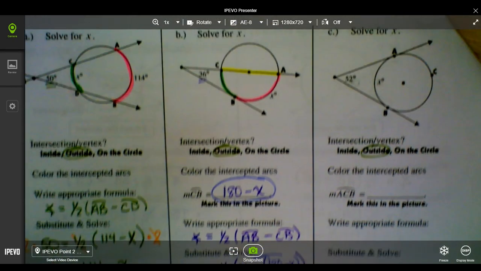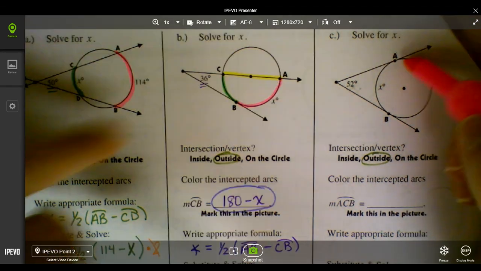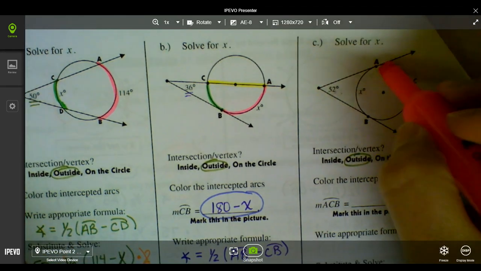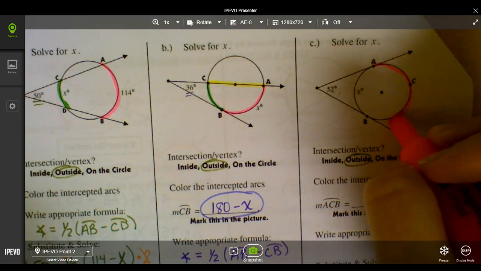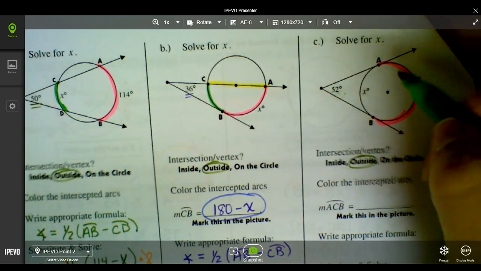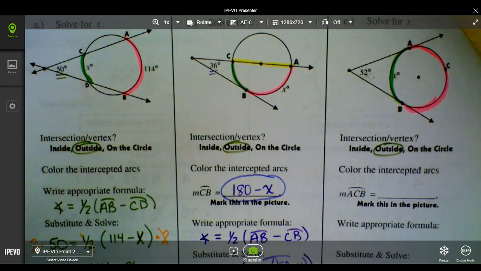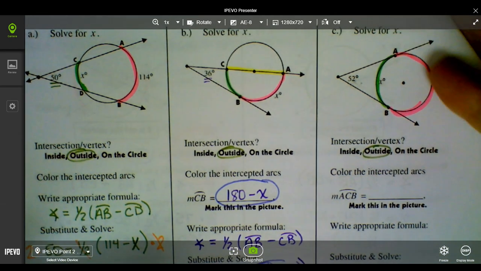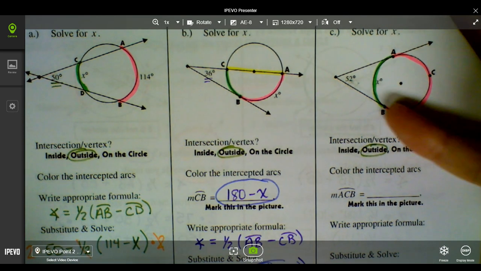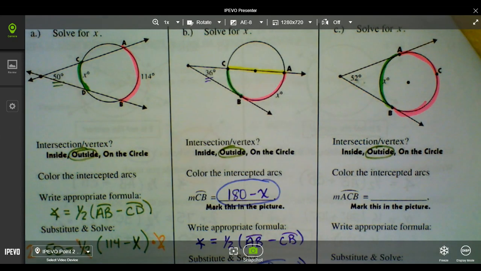All right, the last one. So they are intersecting outside the circle again. I'm going to color the intercepted arcs. So my major arc over here goes all the way around. You should know what's kind of going on over here. My smaller arc is AB. Okay, so again, I don't know what my major arc over here is. I know that my minor arc is X and the angle that I'm solving for is 52.